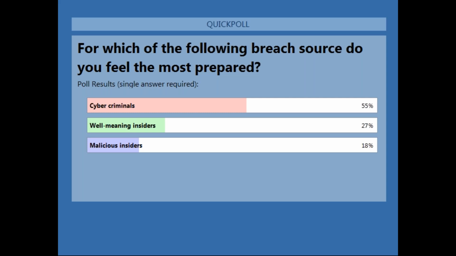So it's interesting that we see that 55% of companies are actually feeling pretty good about how they're managing their cyber criminals. And so maybe that gives us something to have a conversation about, especially if you're in the business continuity space or the risk management space, which is how are we managing our malicious insiders? Because that seemed to be, in this case, where you feel the least prepared.